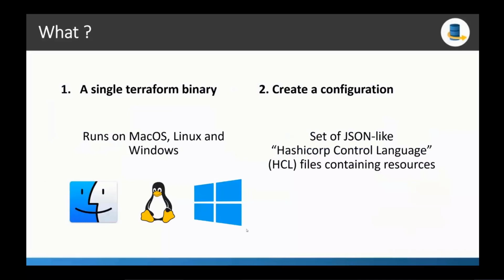Okay, so it's incredibly simple. You have a single binary which you download from Terraform. It's kind of a HashiCorp thing. They like single binaries to make life as easy as possible. You create what's called a configuration. So a configuration is basically a set of JSON-like files which HashiCorp call HashiCorp configuration language files.